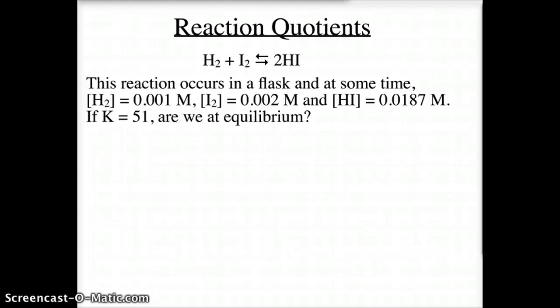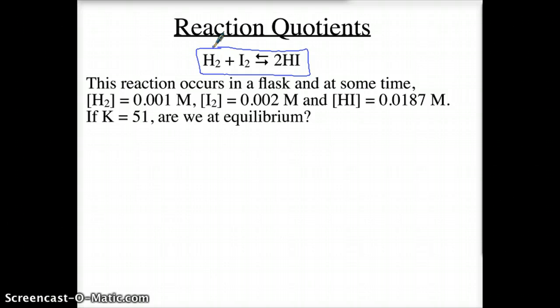So in this video, we are going to discuss the idea of a reaction quotient, which is based largely on trying to determine if a reaction is at equilibrium or not. Very similar to number 6 from the stations that we talked about in class yesterday. So let's say you have this reaction here. Hydrogen plus iodine gas is in equilibrium with hydroiodic gas, HI.